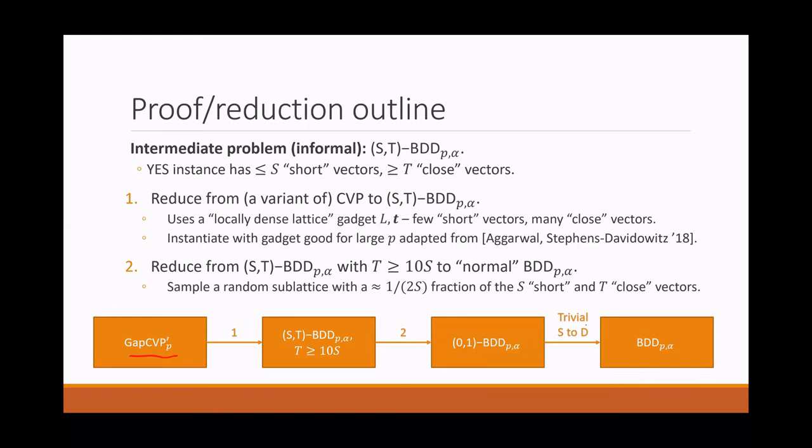And then there's this final step where we go from 0,1 BDD to BDD as we defined it before, but that's just going to be a more or less trivial search to decision reduction. So I'm just going to describe the first two steps in our reduction. And in fact, I'm going to describe step 2 first. So I'm going to start by just assuming that we've shown that ST-BDD is hard for T greater than 10S, and then we'll show how to reduce that to 0,1 BDD.